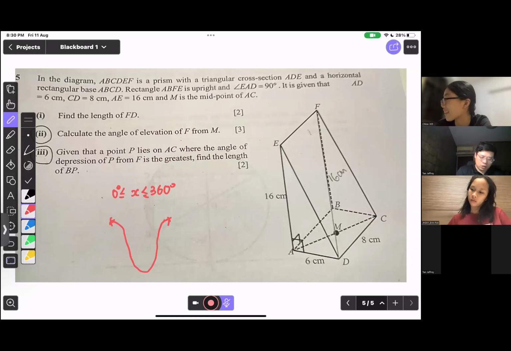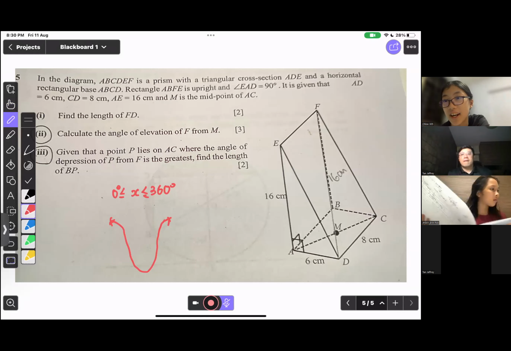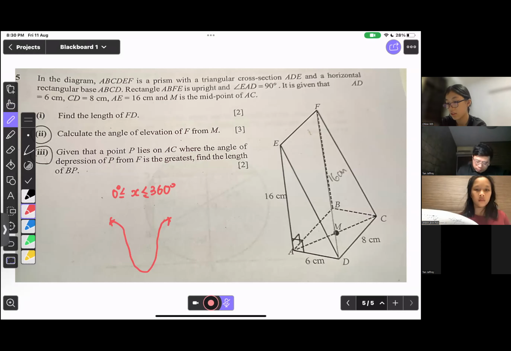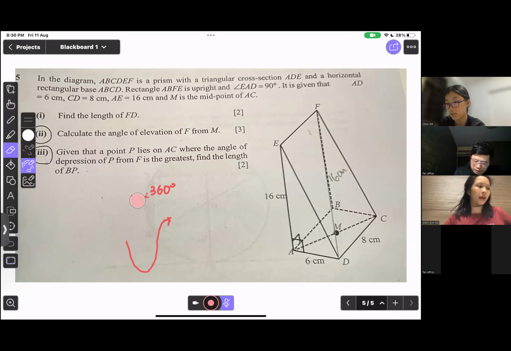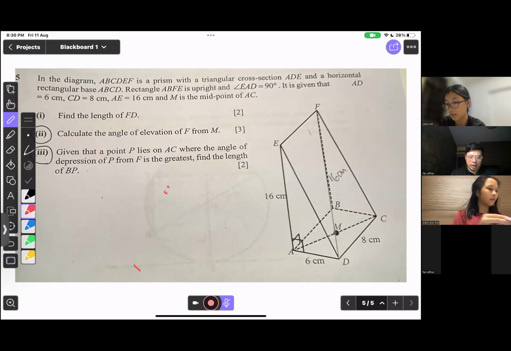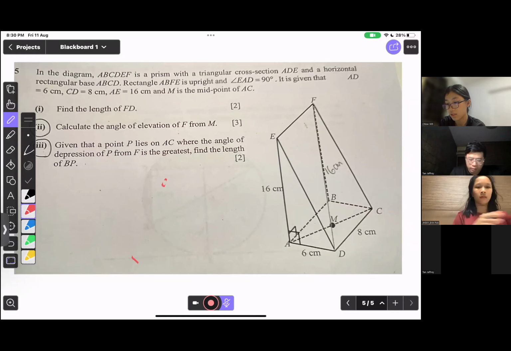Wait, I need time practice 2, question 2 II. Can, just give me a second. I'll go through it. Okay, Erin, I just checked. Are you ready to go through this one? Yeah, I am. Okay, so this is the angle of elevation of F from M. F is over here, M is in the middle.